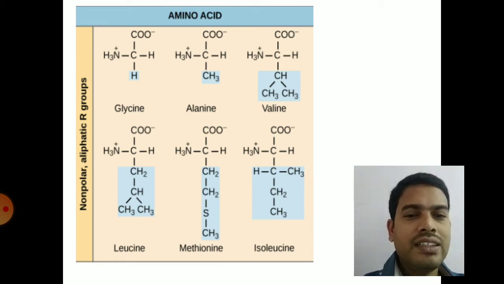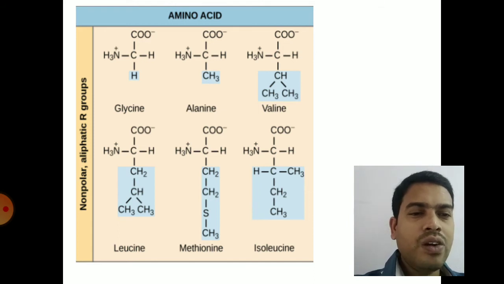So valine, leucine and isoleucine are called branched chain amino acids. These branched chain amino acids are present in the protein interior and play an important role in hydrophobic interactions. So branched chain amino acids play an important role in hydrophobic interactions. So valine, isoleucine and leucine will come under branched chain amino acids.